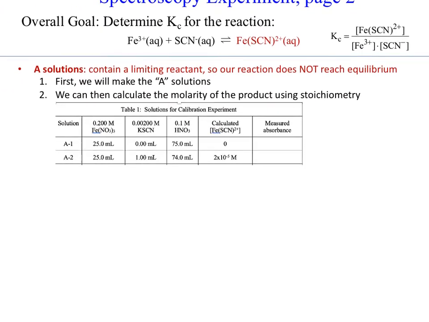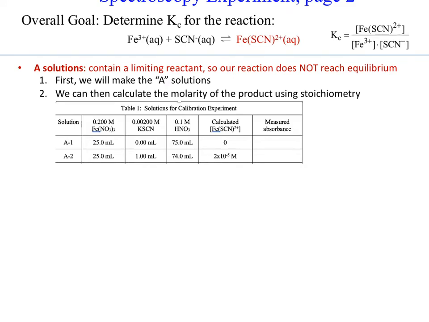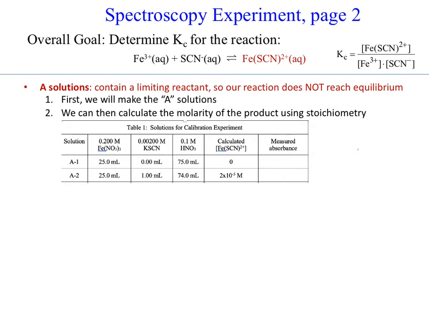So after making the A solutions, we're going to calculate the molarity of the product using stoichiometry. This is a good review from Chem 60, Chem 101. Because it's a limiting reactant problem, and I know my KSCN is limiting, I'm going to be using the KSCN as my limiting reactant. I'm going to give you an example of A2. The final answer was provided for you so you could check your work. I'm going to use this as an example to go over the stoichiometry.